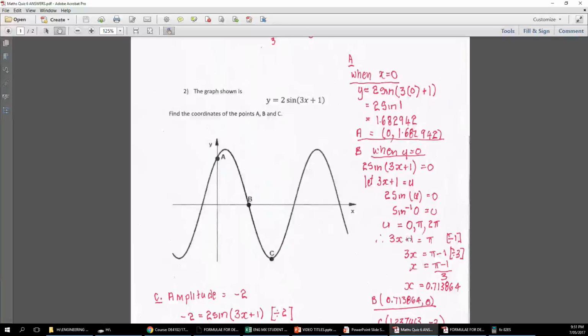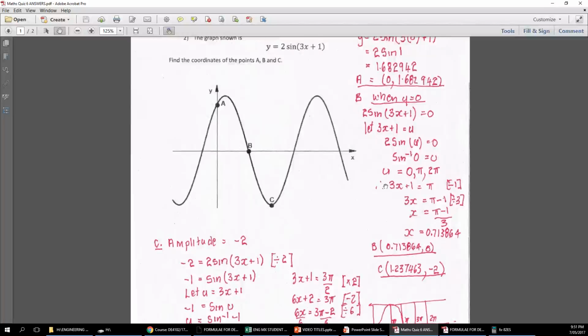So that's A done. Now B is when y equals 0. So that means we've got 2 sine 3x plus 1 equals 0. So what I've done there is a bit of a long way. Some people can see past this, but I'm just going to deal with the sine. So I've let 3x plus 1 equal u. I don't know why I chose u. It's just a common one that we use in this circumstance. You can use anything you like, really.